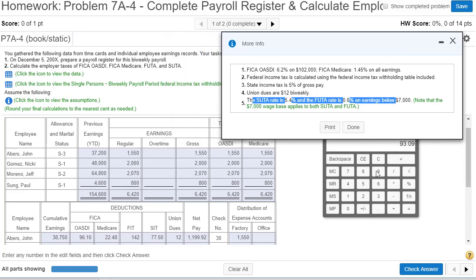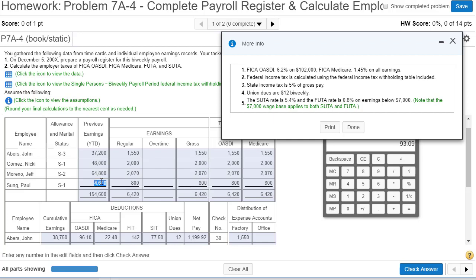Okay, so let's go look at their previous earnings. Let's start with John. His previous earnings prior to this paycheck, $37,000, he's way over. So none of his gross, none of his $1,550 is taxable for FUTA or SUTA. Nikki, her previous earnings was $48,000. So she's also well over the $7,000 limit. Let's look up Jeff. He's way over the $7,000 limit. So none of his $2,070 gross is taxable.